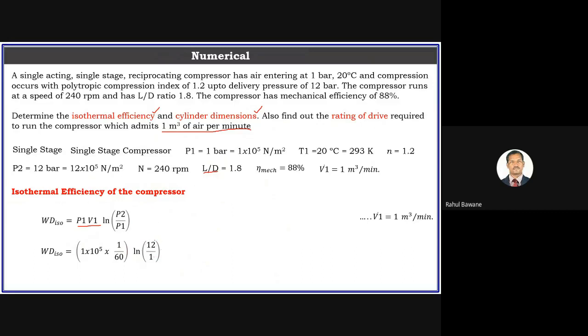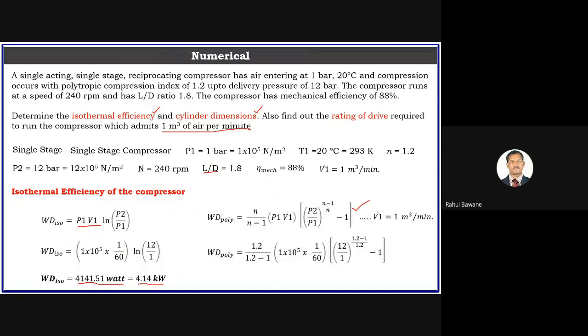ln of, as this is a ratio, whether you put in bar or you put in Newton per meter square, the ratio will be the same. So here 12 by 1. After calculating, first it will give the answer in watt because we use all the basic units. If we convert to kilowatt, then the isothermal work done is 4.14 kilowatt.